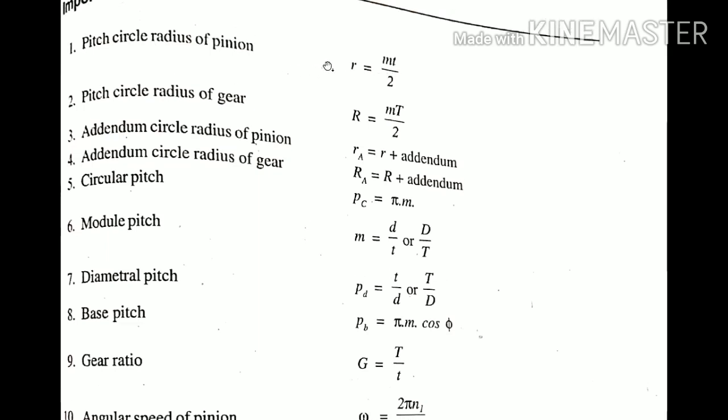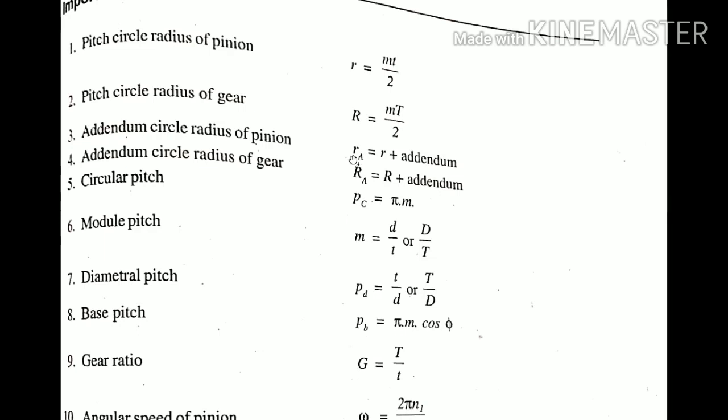So the first one is the pitch circle radius of the pinion. Suppose r is equal to mt divided by 2, and the pitch circle radius of the gear, capital R, is equal to mT divided by 2. These are the formulas we already derived and used in the derivations. Those final formulas are listed here, because based on these only we are going to solve the numerical problems. So all these equations you have to memorize well.